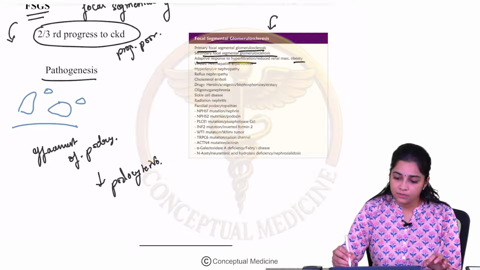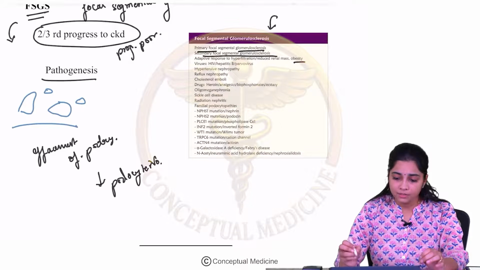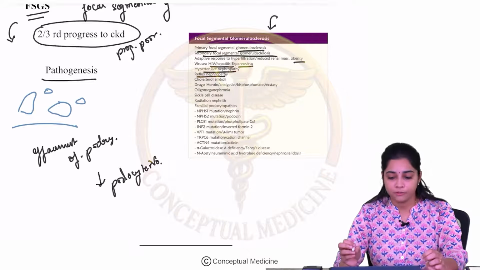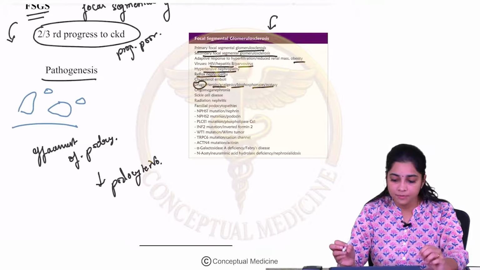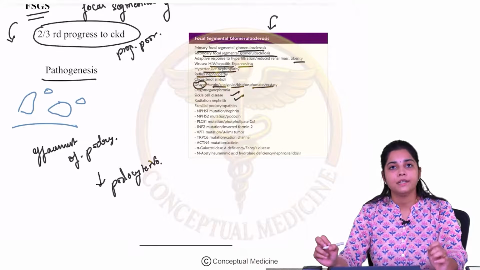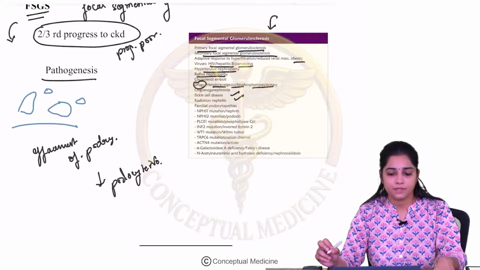Secondary FSGS is also associated with obesity. Then, remember the viruses HIV, hepatitis B and parvovirus. Then, hypertensive nephropathy and reflux nephropathy. Remember the drugs, heroin, analgesics and bisphosphonate use. Apart from that, sickle cell anemia and radiation nephritis. So, this is about the various causes for FSGS.